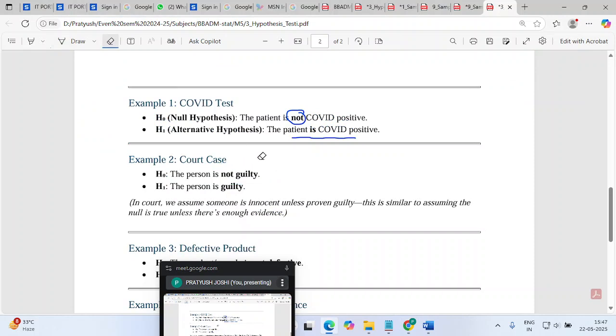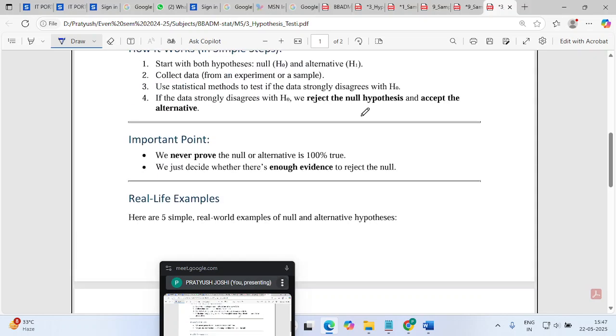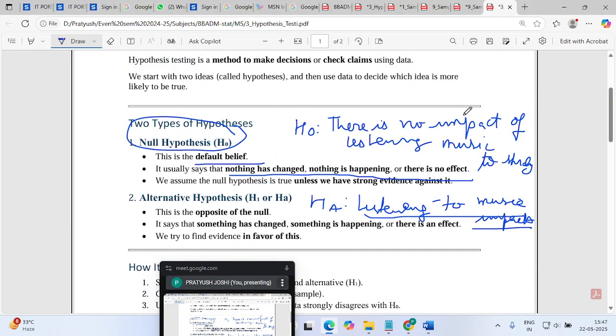So not guilty, see, I hope you can see there is not COVID positive, not guilty, there is no effect of listening to music, there is no impact of listening to music.